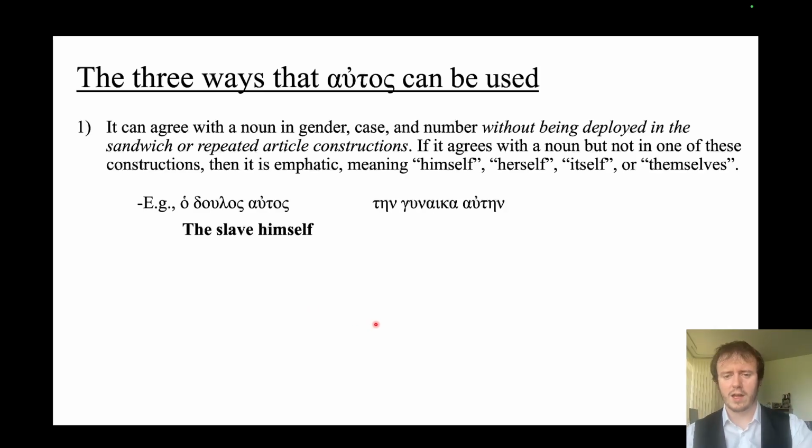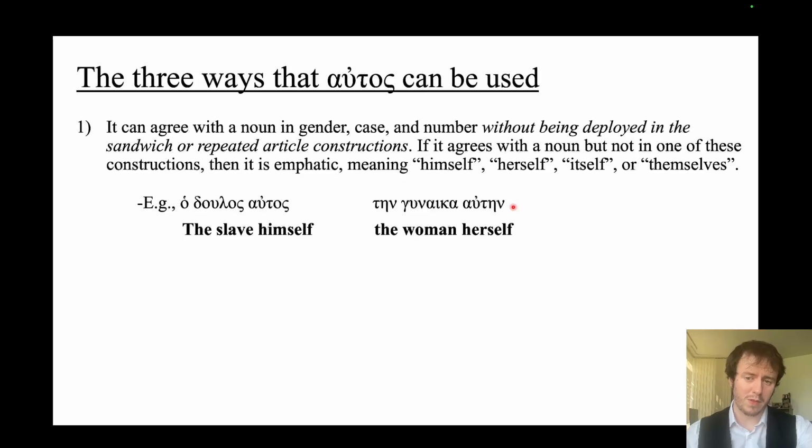What about ten gynaika ἁυτον? Here we've got the woman, or the wife, in the feminine accusative singular. And ἁυτον is also feminine accusative singular. It agrees with ten gynaika. But it's not being deployed in the repeated article construction or the sandwich construction, and so this is meaning the woman herself. The woman herself.